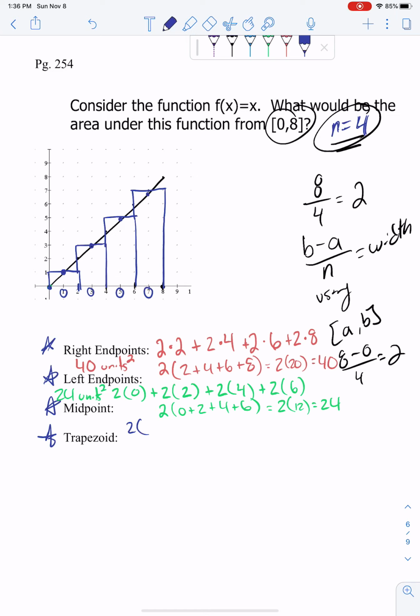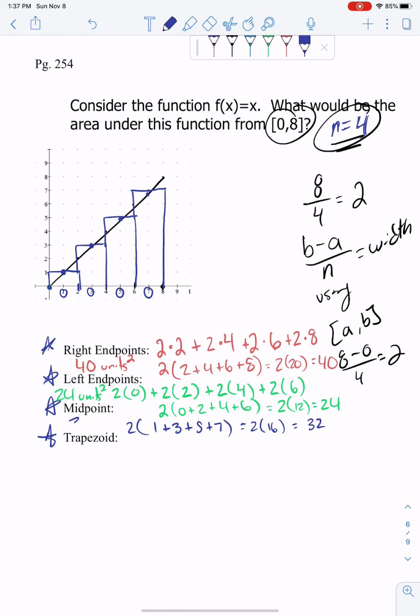So I'm going to skip the long method, and I'm going to write 2 times, I've just got to add all the heights together. So my first one is 1 tall. My second one is 3 tall. My third one is 5 tall. My fourth one is 7 tall. So that just becomes 2 times 16, which becomes 32.